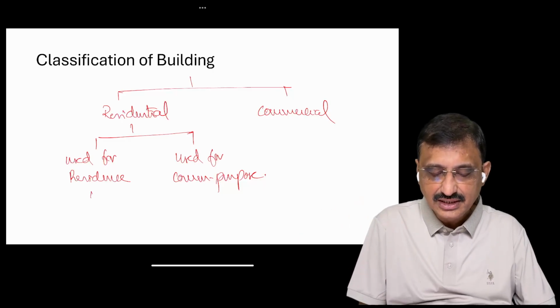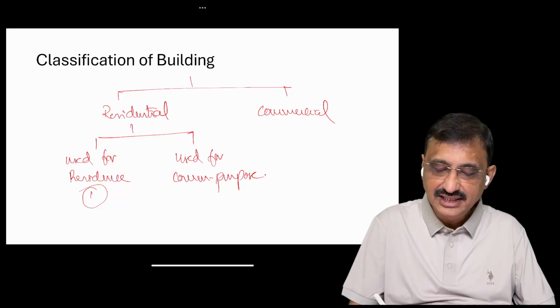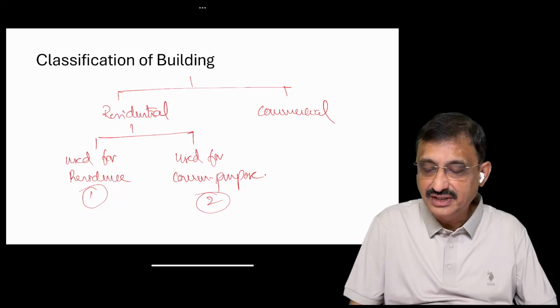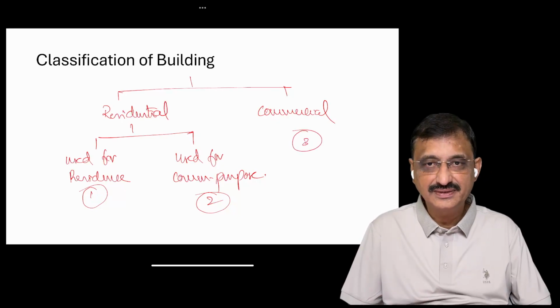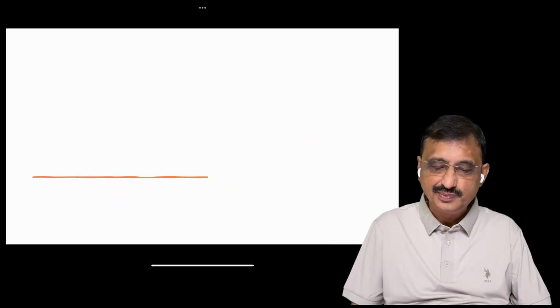One is residential used for residence. The second one is residential used for commercial purpose. And the third one is building used for commercial purpose, or a commercial building for that matter.